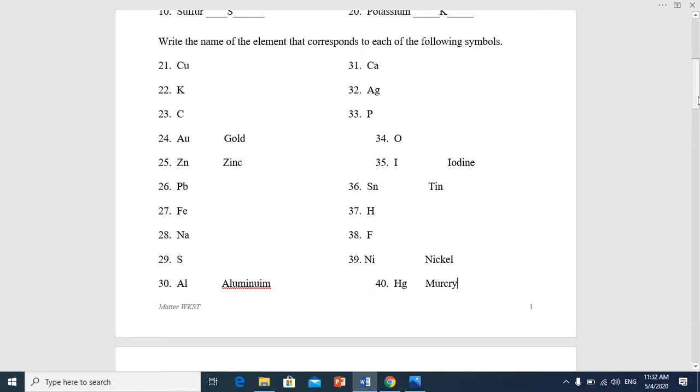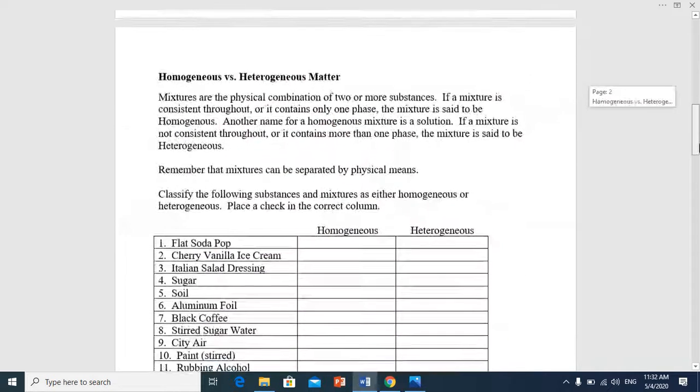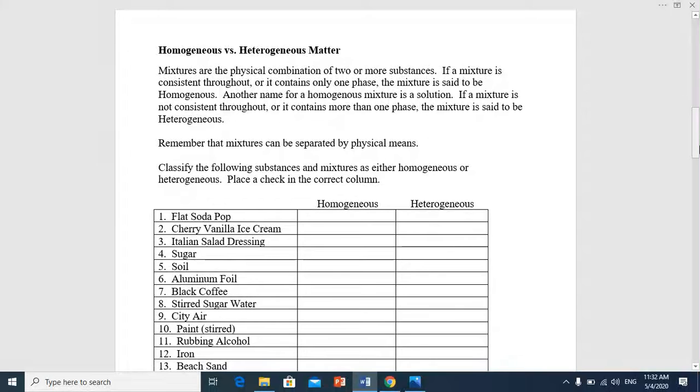Okay, then let's move to the next question. Homogeneous or heterogeneous matter. I'm giving you different examples here, and I want you to classify whether these mixtures are homogeneous or heterogeneous. Okay, let's move to the first one.